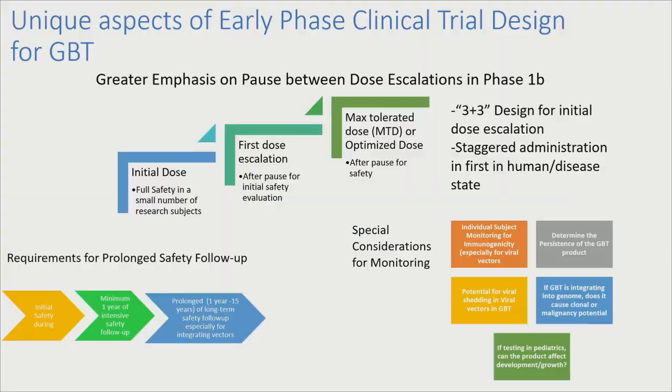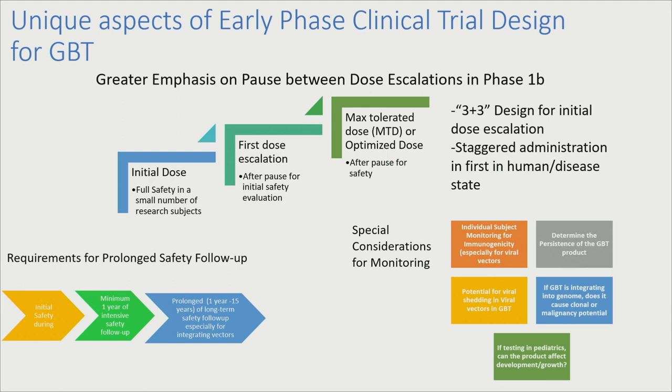In addition to that, there are unique aspects that have been displayed in the FDA guidance and other documents about early phase clinical trial design for GBT. First, there's a greater emphasis on pause between dose escalations in phase 1B type studies with first in disease state, with a step-up approach and initial dose escalations being the primary method for doing this and what's recommended. This is borrowed largely from the cancer literature, which has used this in early safety trials where you treat a handful of patients, pause, do safety assessments with staggering doses, and then step up. And I know this design was used in the 4DMT project that I'm sure Jim will talk about a little bit later.